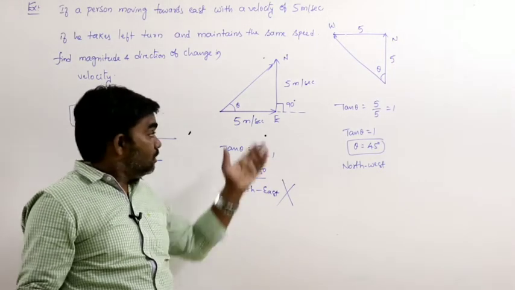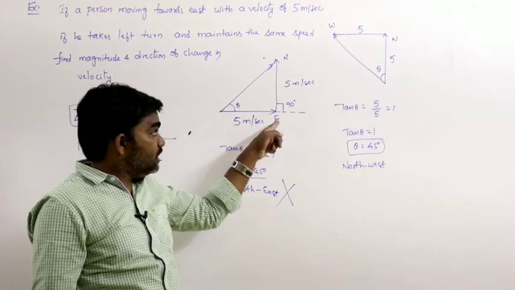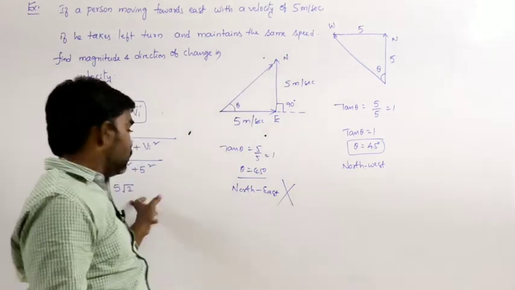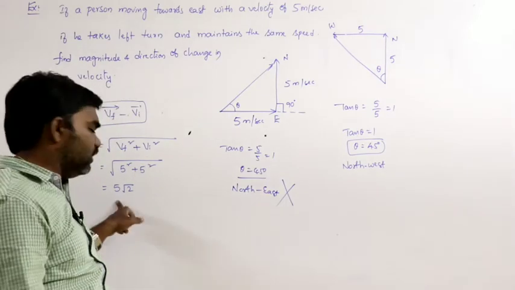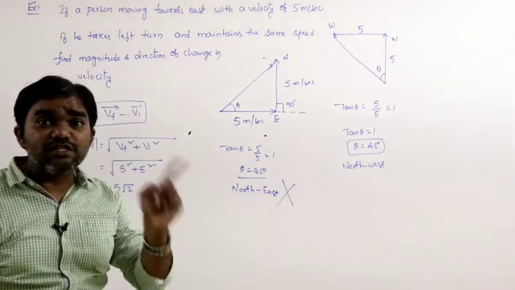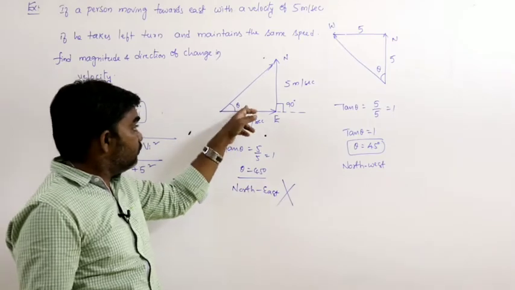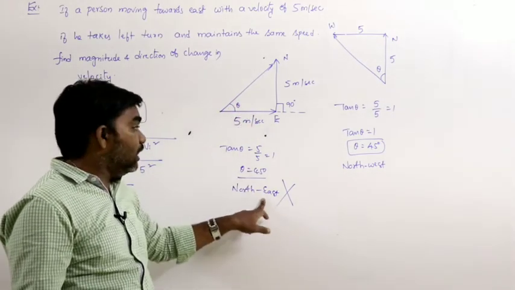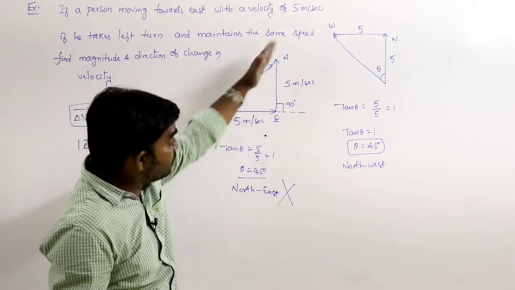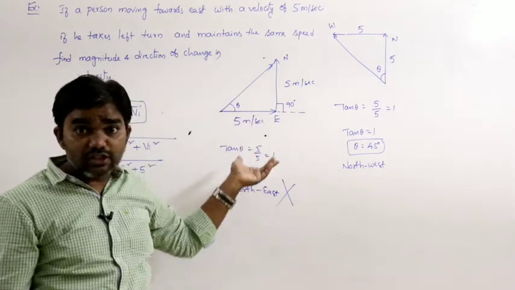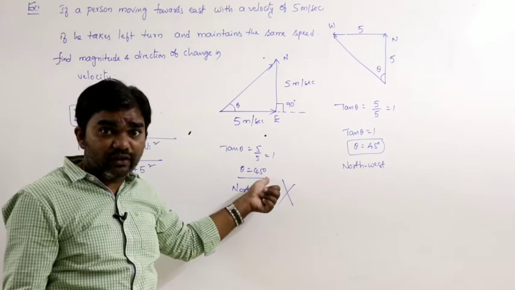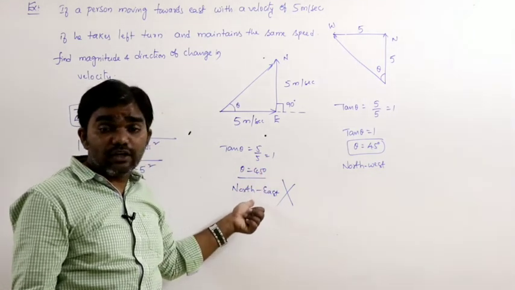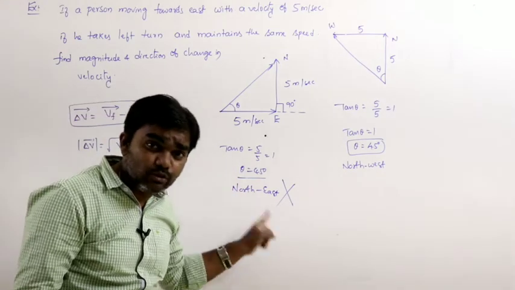By using this relation, if it is east, 5 meters per second, north 5 meters per second, change in velocity, that is 5 root 2. You can definitely get the value of 5 root 2, no doubt about that. But the direction is important. Directly you can find the angle tan theta, directly you can get 45, and this is north and this is east, so the direction is northeast because we got the angle 45. But this is absolutely wrong.